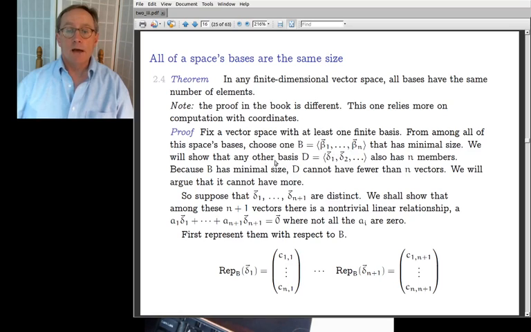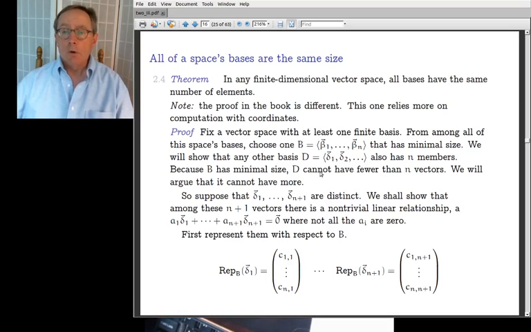I'm going to show that if you have any other basis, it has to have the same number, n, of members. That it can't have more than n members. Now, because B is chosen to be minimal size, D can't have fewer than n members. That's what minimal means. What we're going to argue is that D can't be a basis and have more. That there's some impossibility about being a basis and also having more.